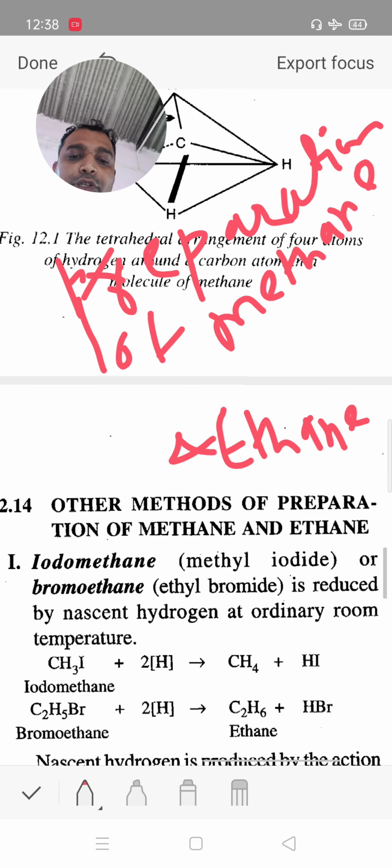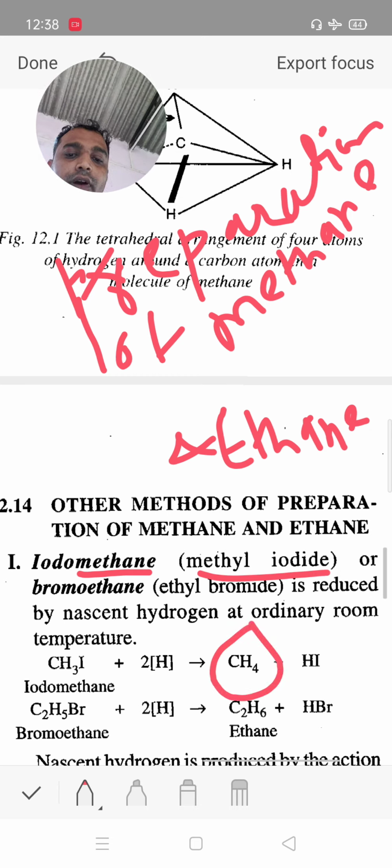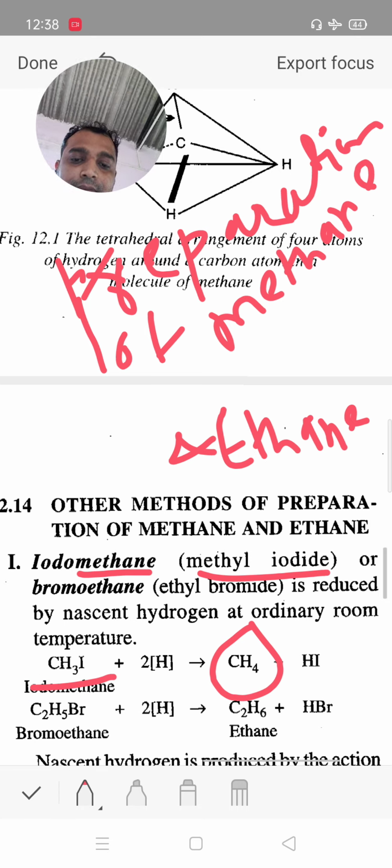Now students, preparation of methane. Methane, CH4, is prepared from iodomethane or methyl iodide. When methyl iodide is reduced, reduction means addition of hydrogen, in the presence of zinc dust, it gives CH4, methane, and the byproduct HI.